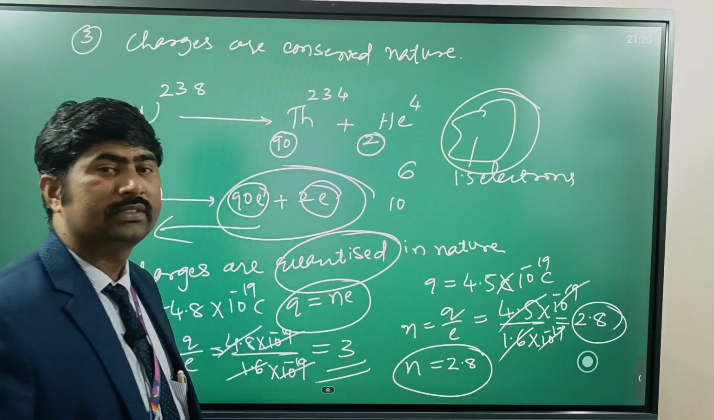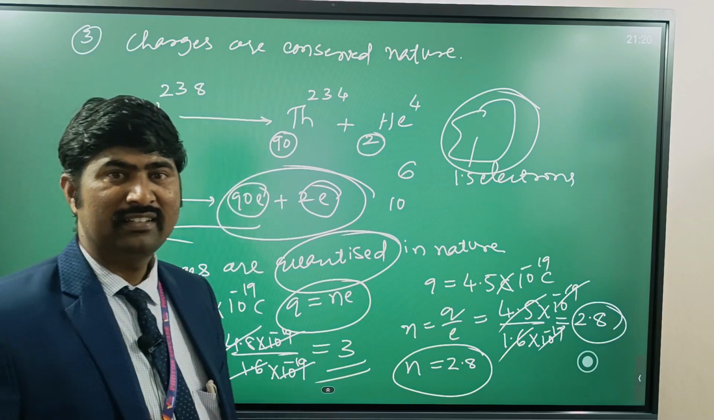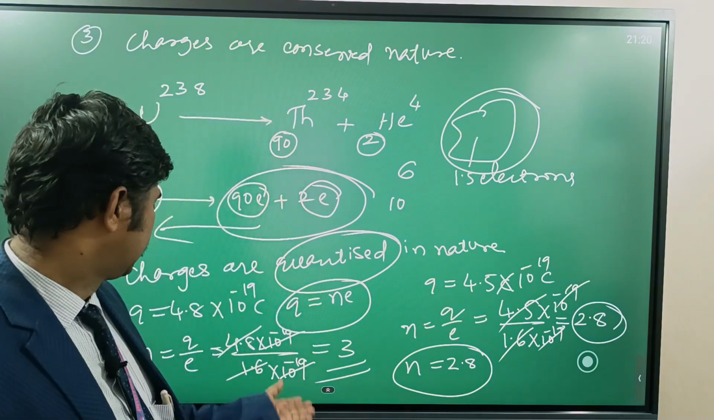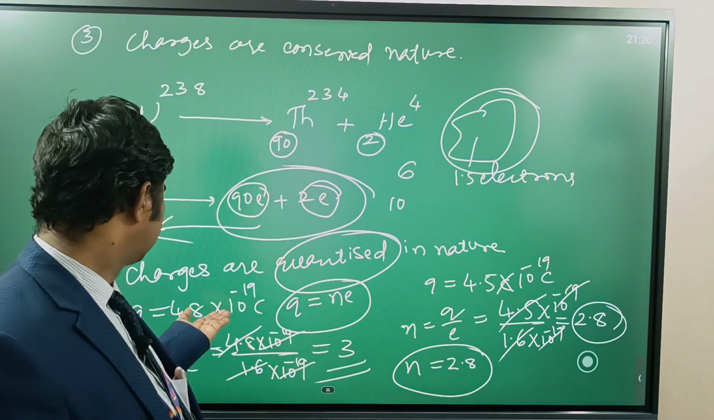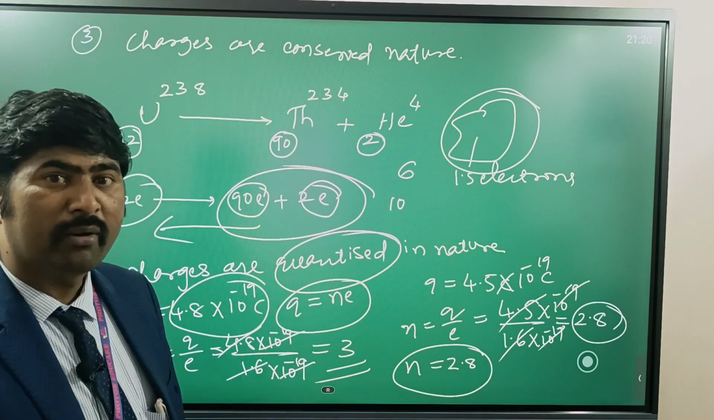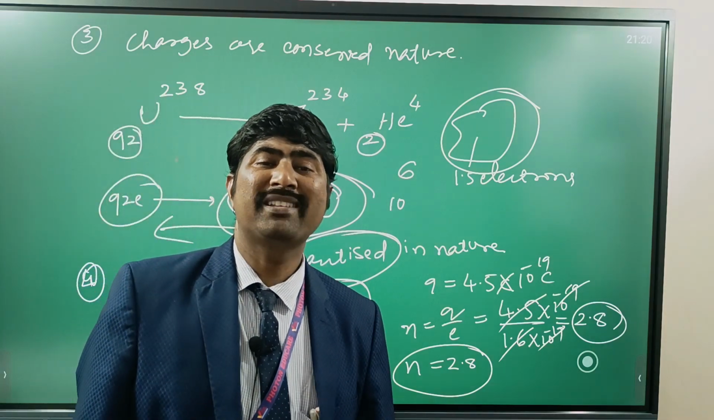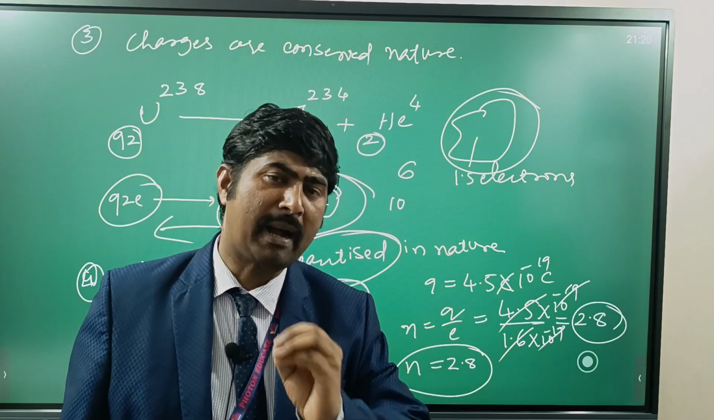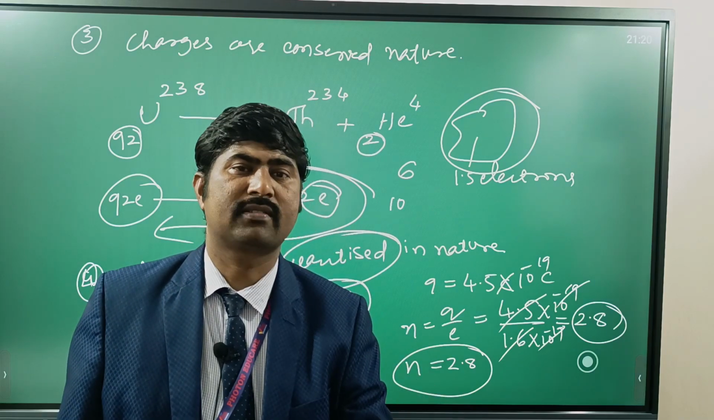So now 3 is what? It is an integer. 3 electrons are there. Because of 3 electrons, what is the charge associated? 4.8 into 10 power minus 19 coulomb. So that means a body can have completely integral number of electrons.